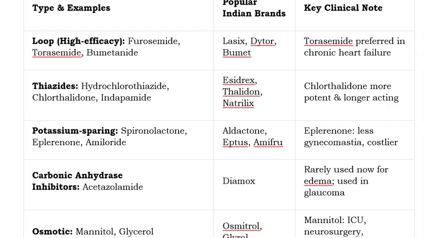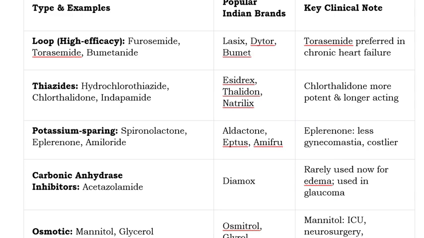Moving on to thiazide diuretics then. You said they're a mainstay in hypertension. Yes, exactly. For thiazides, we have hydrochlorothiazide, often found as Esidrex. There's chlorthalidone, known as Thalidone, and indapamide, which you might see as Natrolix. A key point to remember here is that chlorthalidone is generally considered more potent, and it works for longer than hydrochlorothiazide. Longer action, more potent. Right. And also, indapamide is very frequently used in combination pills for hypertension here in India. You'll often see it paired with other blood pressure drugs.